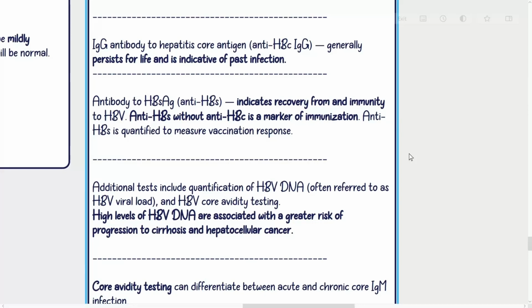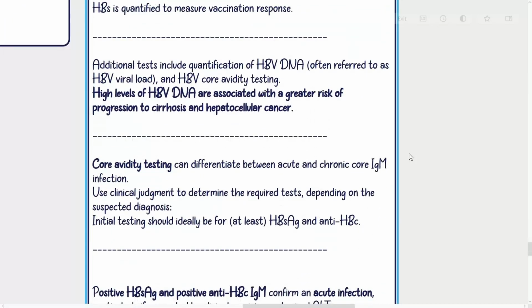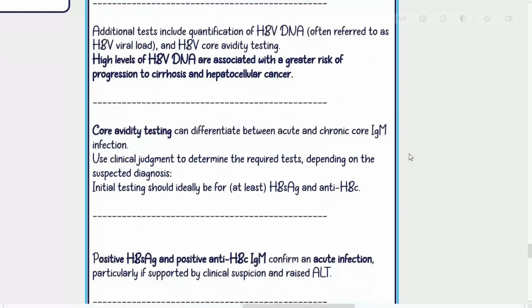Additional tests include quantification of HBV DNA, often referred to as HBV viral load, and HBV core avidity testing. High levels of HBV DNA are associated with a greater risk of progression to cirrhosis and hepatocellular cancer. Core avidity testing can differentiate between acute and chronic core IgM infection. Use clinical judgment to determine the required tests, depending on the suspected diagnosis.